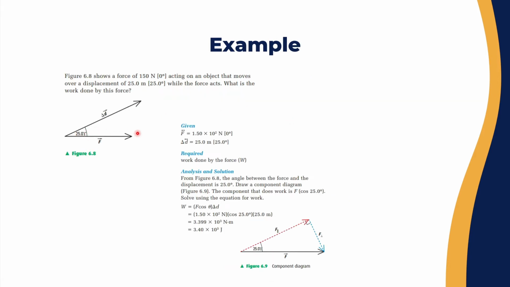Let's say we have a force of 150 newtons taking an angle of 0. It's exactly on the horizontal axis, or the x-axis, to the positive side, acting on an object that moves over a displacement of 25 meters at an angle of 25 degrees. What is the work done by this force? We know the force is given as 1.5 by 10 to the power of 2 newtons. The displacement equals 25 meters at an angle of 25 degrees. What we need is W. We know W equals F by delta D.